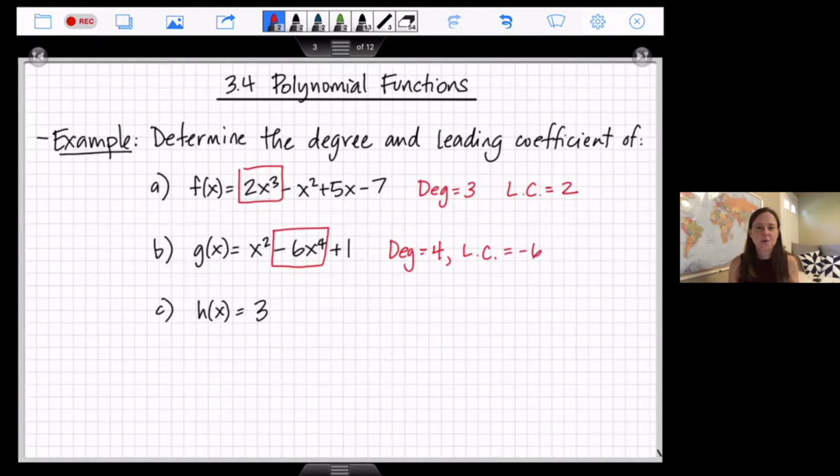All right, our last one looks a little bit tricky. H of x equals 3. This is actually just a horizontal line, y equals 3, but it still counts as a polynomial. So what is its degree? Well, it doesn't have an x that I can see, but it does kind of have a phantom x to the 0. Remember that anything to the 0 equals 1. So we would call this a degree 0 polynomial. It's not a very interesting polynomial. And the leading coefficient would just be the number stuck to that x to the 0, which is the 3.